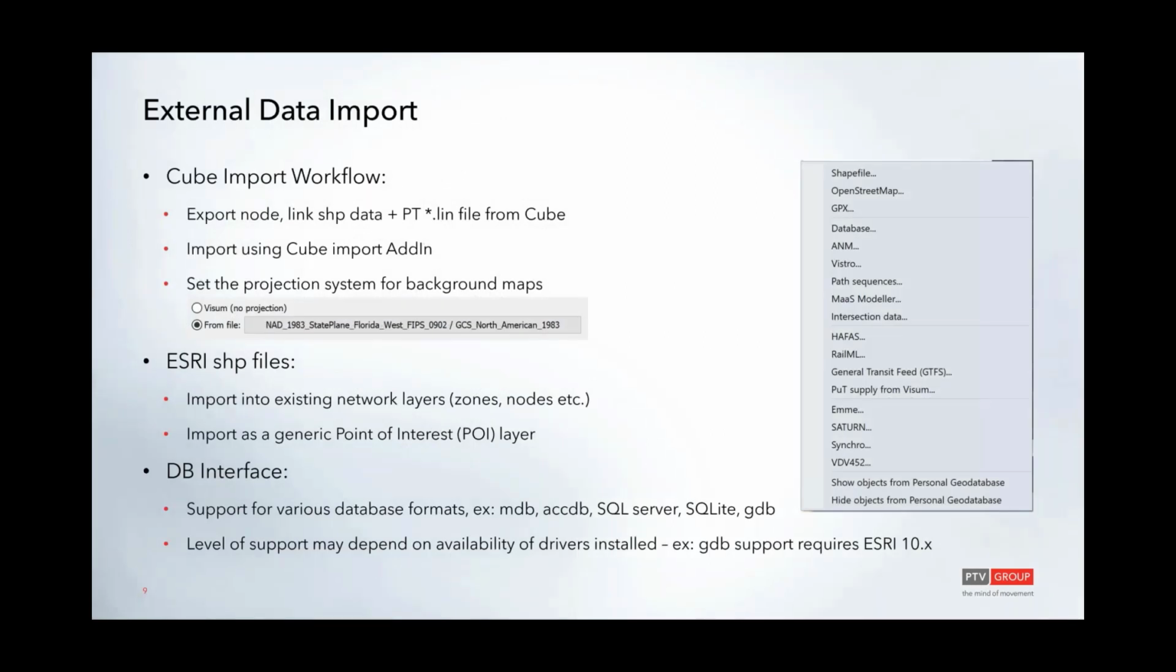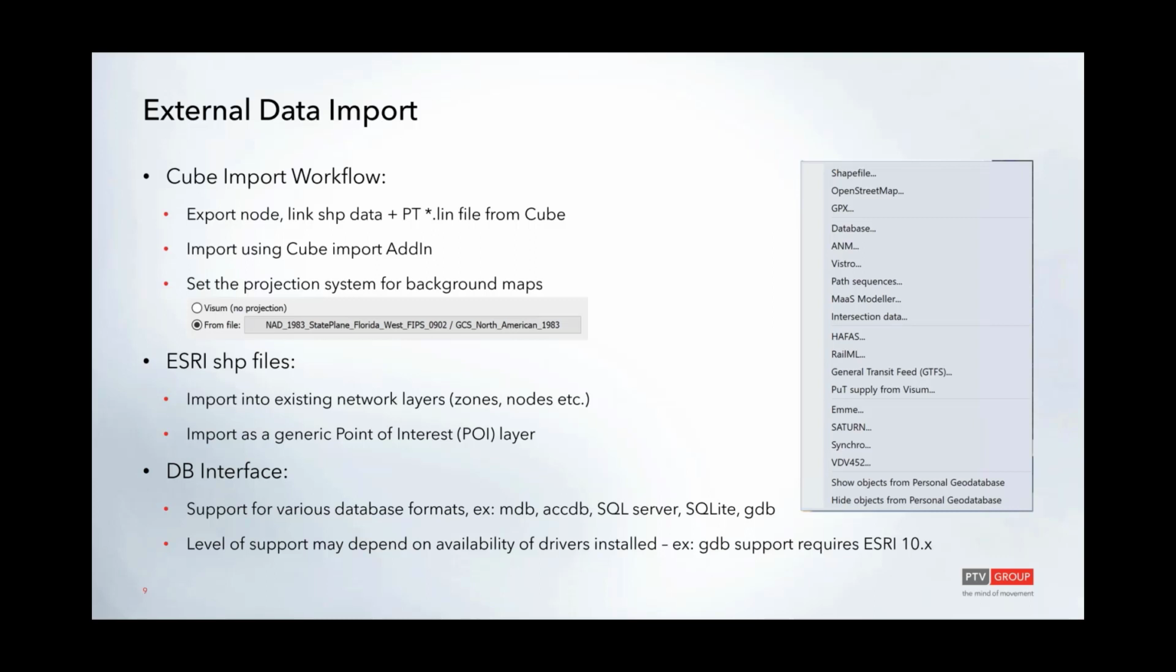So external data import over here with Cube typically will end up working in this workflow where we'll first need the node shape link file and the PT lin file from Cube to be exported. This way Visum can understand that data, which is in more of a common shapefile format rather than the Cube binaries. Then we can use the Cube import add-in specifically developed for Cube to import Cube networks that are routable in Visum. We also set up some projection system for Visum so that background maps display properly.